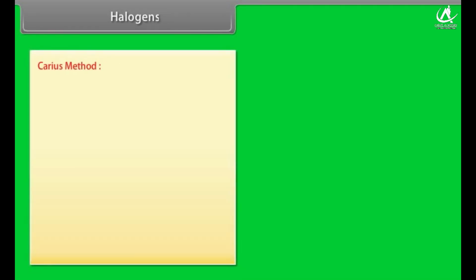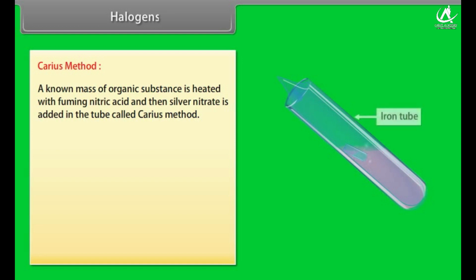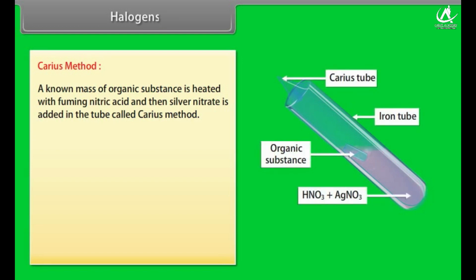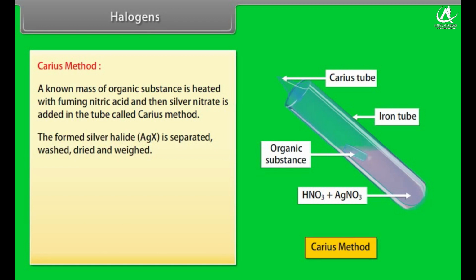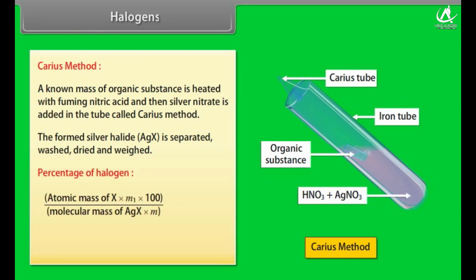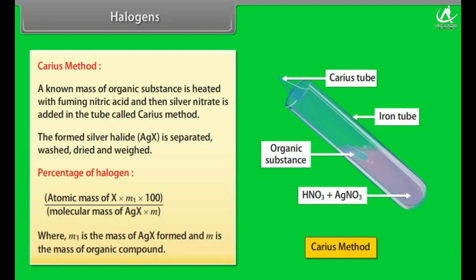Halogens. Carius method. A known mass of organic substance is heated with fuming nitric acid and then silver nitrate is added in the tube, called Carius method. The formed silver halide is separated, washed, dried and weighed. Percentage of halogen = atomic mass of X × M1 × 100 / (molecular mass of AgX × M), where M1 is the mass of AgX formed and M is the mass of organic compound.